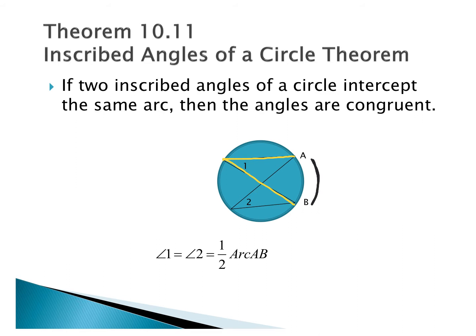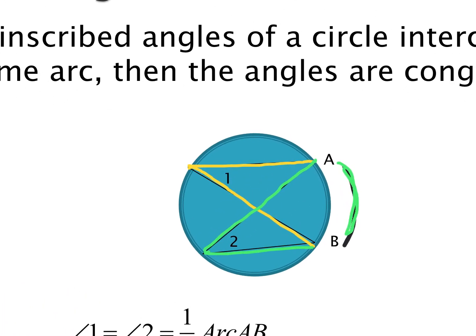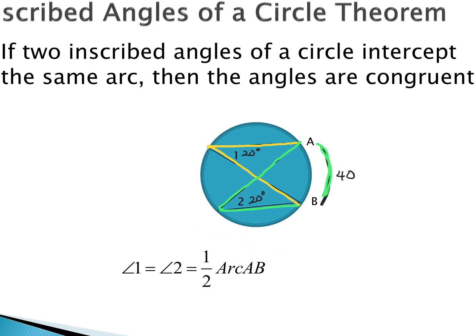Then if I trace over and show the chords that form angle 2, notice its intercepted arc is the same. So when both inscribed angles have the same arc, then those angles are congruent. So for example, let's say I told you angle 1 was 20. You could figure out its intercepted arc by doubling it. And because angle 2 has the same intercepted arc, it would also be 20. So if they share the same intercepted arc, the two angles are congruent.